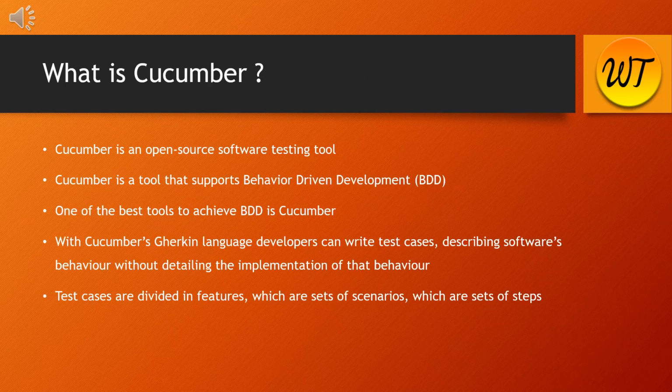What is Cucumber? Cucumber is an open source software testing tool. It supports BDD, that is behavior driven development, and one of the best tools to achieve BDD is Cucumber. With Cucumber, tests are divided into features, which are sets of scenarios, which are sets of steps. With Cucumber's Gherkin language, developers can write test cases describing the software's behavior without detailing the implementation of that behavior.